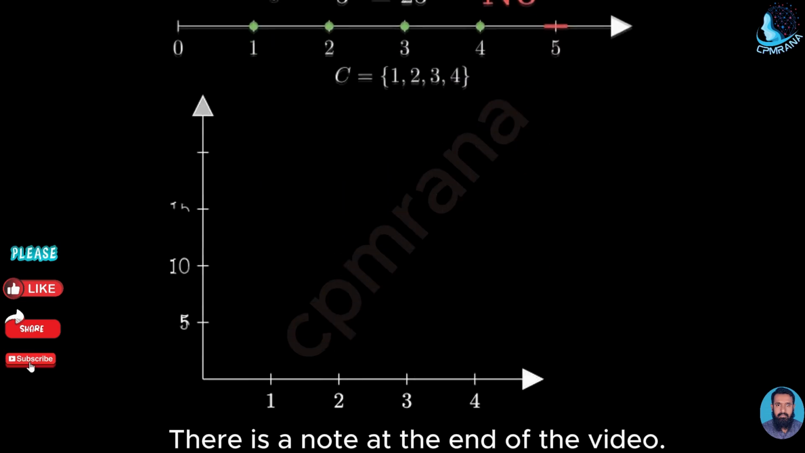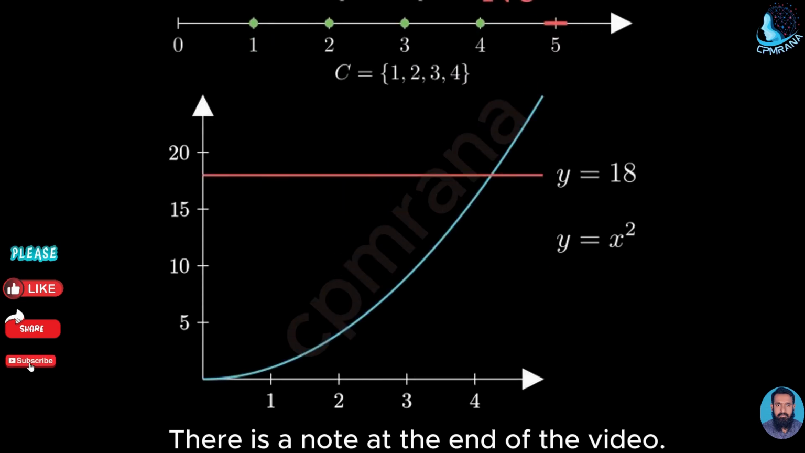To verify our answer, let's graph y equals x squared and y equals 18 to see where they intersect. The graph confirms our answer. The points where x is a positive integer and y is less than 18 correspond exactly to x equals 1, 2, 3, and 4.